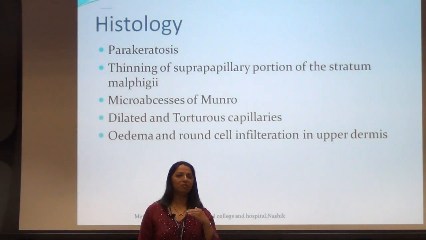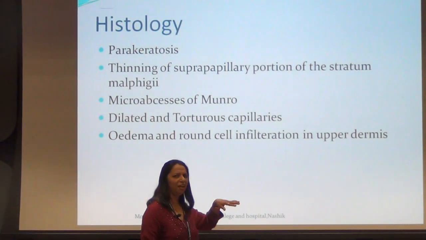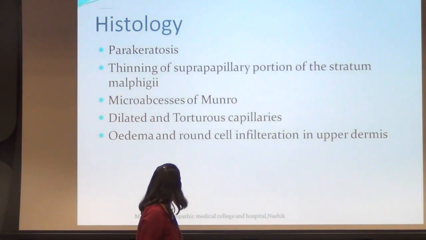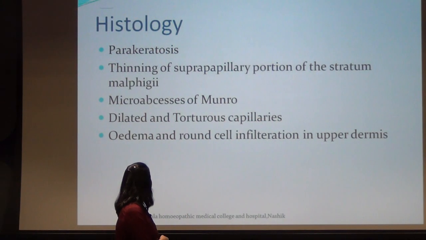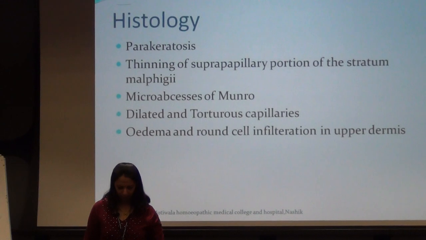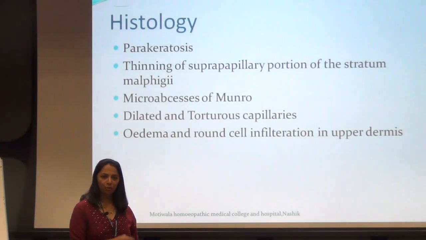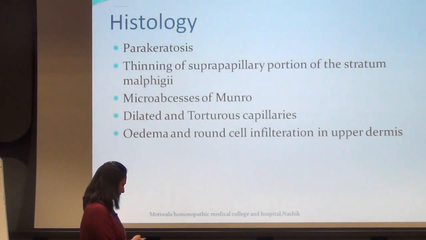Similarly, the layer which is above the stratum germinativum, the Malpighian layer, gets thinned off. The reason is the same. There are dilated tortuous capillaries and there is edema and infiltration around the cells, right? So this was the pathophysiology of psoriasis.